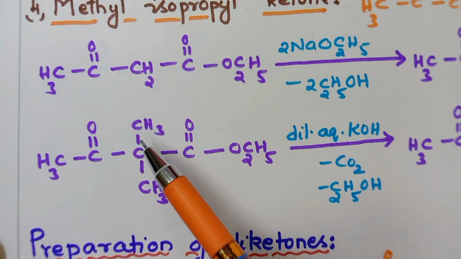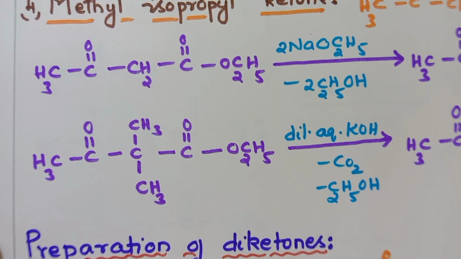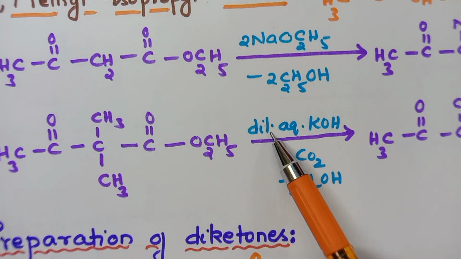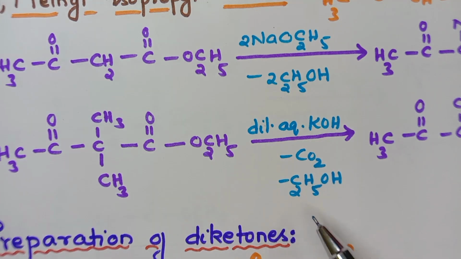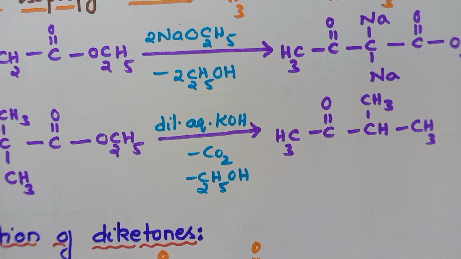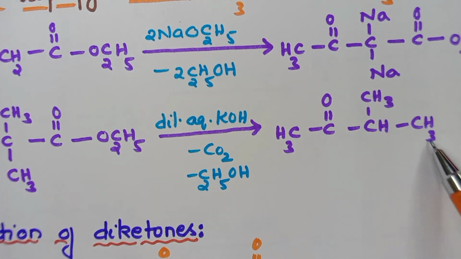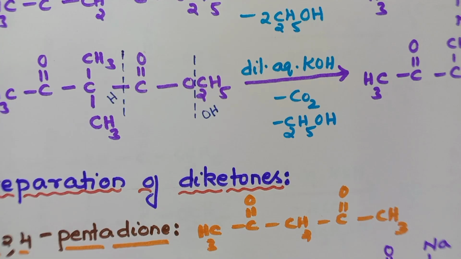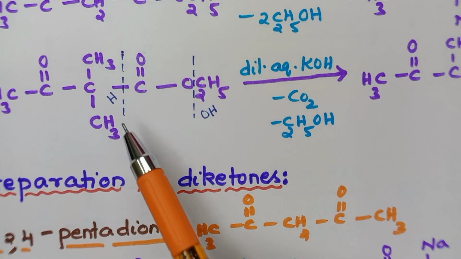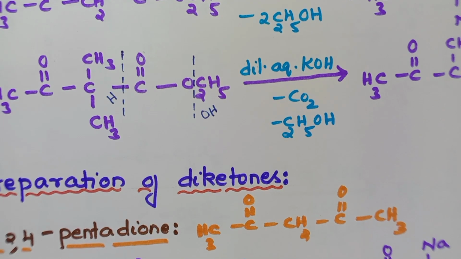So what are the groups that are to be introduced we have done. So next step is nothing but hydrolysis using dilute aqueous KOH, minus CO2, minus C2H5OH. We are getting methyl isopropyl ketone. CH3, C double bond O, CH, CH3, CH3. Easy? So hydrolysis also, how it is taking place, I have shown here. Okay. So with this we completed methyl isopropyl ketone.